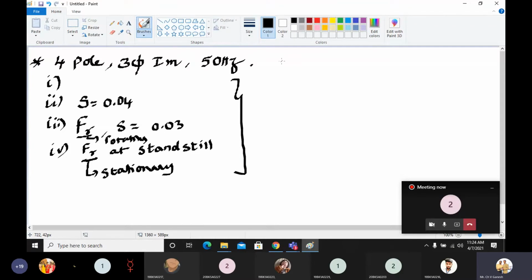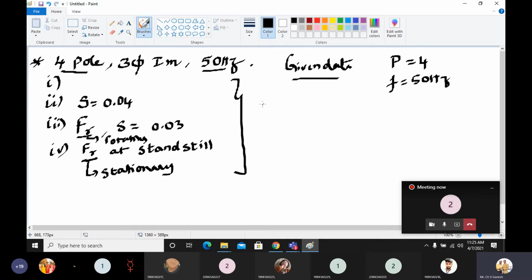What is the first step? First we have to write down the given data. What is the given data? In this problem, the poles are 4 and the frequency is 50 Hz. This is common data for all these 4 points.